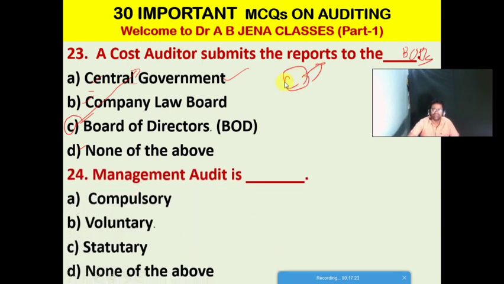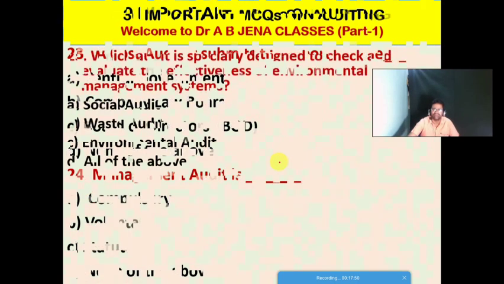So next one MCQ: what are the features of management audit? A, it's compulsory. B, it's voluntary. C, it's statutory. D, none of the above, friends. So B is the right option for this MCQ. Management audit is voluntary. It's optional. It's not mandatory or compulsory. So B is the right option for this MCQ.